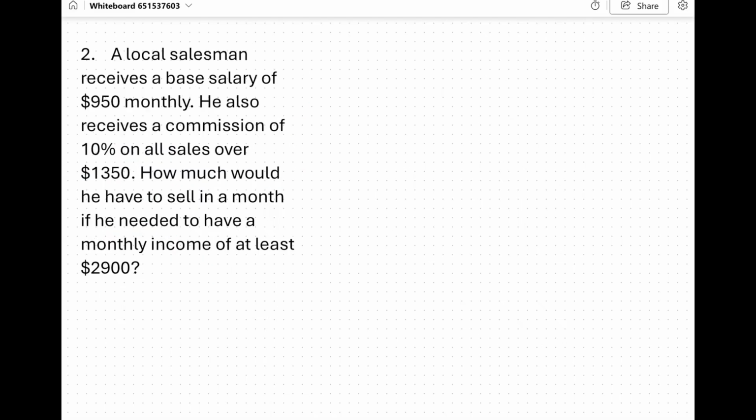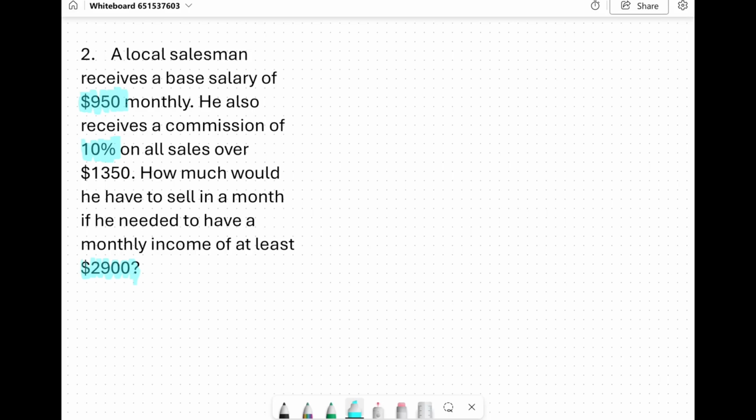Here's the second example of a word problem. A salesman receives a base salary of $950 monthly. He also receives a commission of 10% on all sales over $13.50. How much would he have to sell in a month if he needs to have a monthly income of at least $2,900? So we know our total needs to be 2,900 or more. He is perfectly happy making more, but he needs at least 2,900.